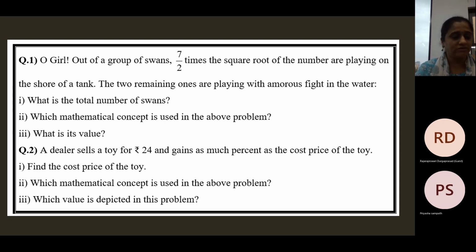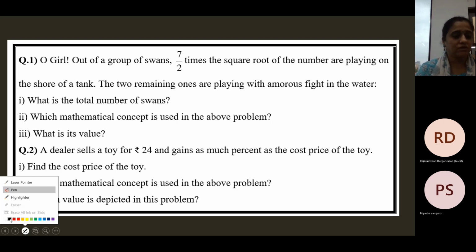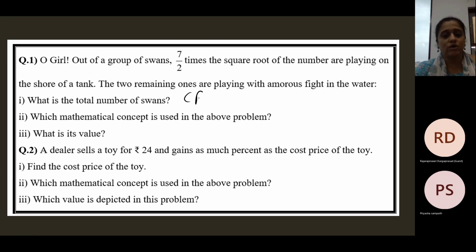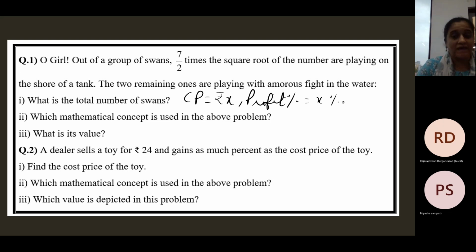So we're going down to 8th standard where we learned profit and loss. Let the CP of the toy be rupees X. Then what is the profit percentage? Profit percent is equal to X percent, because he gains as much percent as the CP of the toy. And what is the selling price? 24 rupees. His selling price is 24.